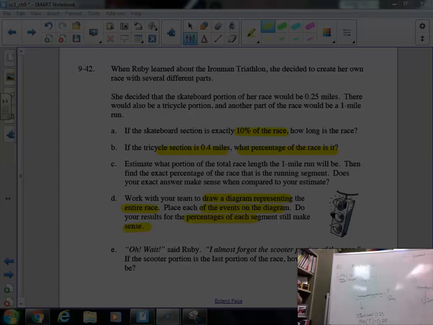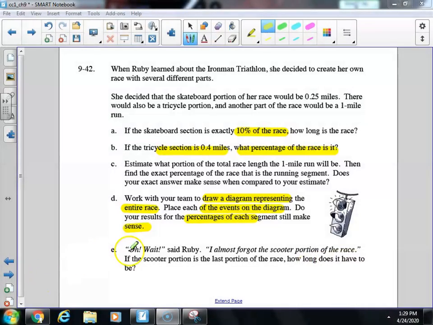If our entire race is skateboarding, tricycling, and running, that is the whole race. That's 100% of the race. So how is it that we get only 66%? Did we make a mistake? So if you go back now, letter E says, oh wait, said Ruby. Ruby forgot that there's actually a scooter portion of the race too.